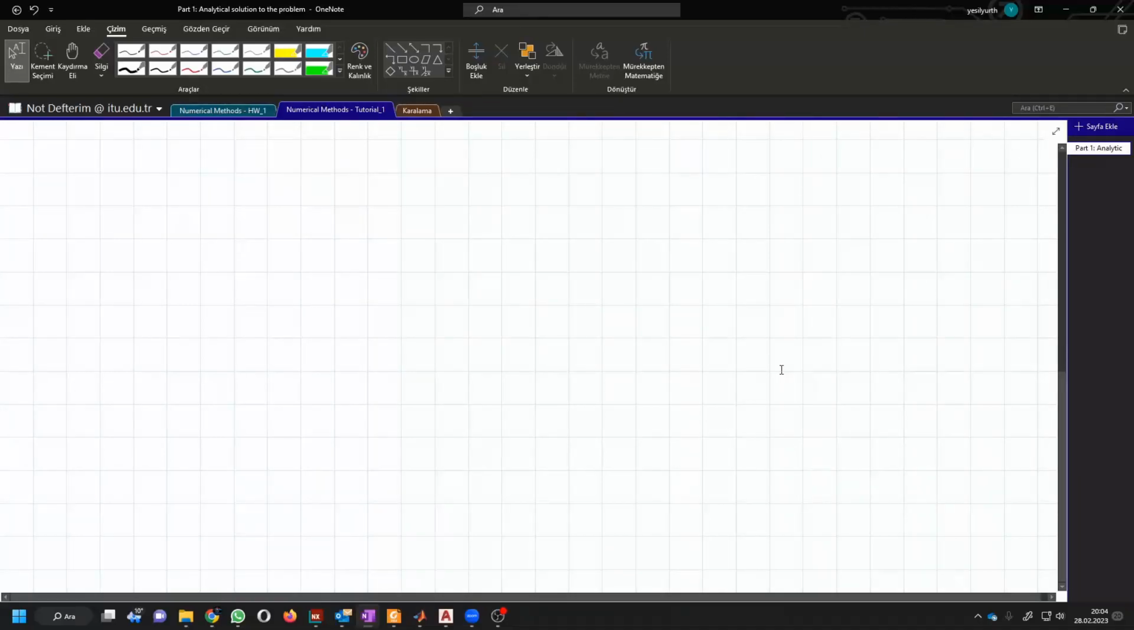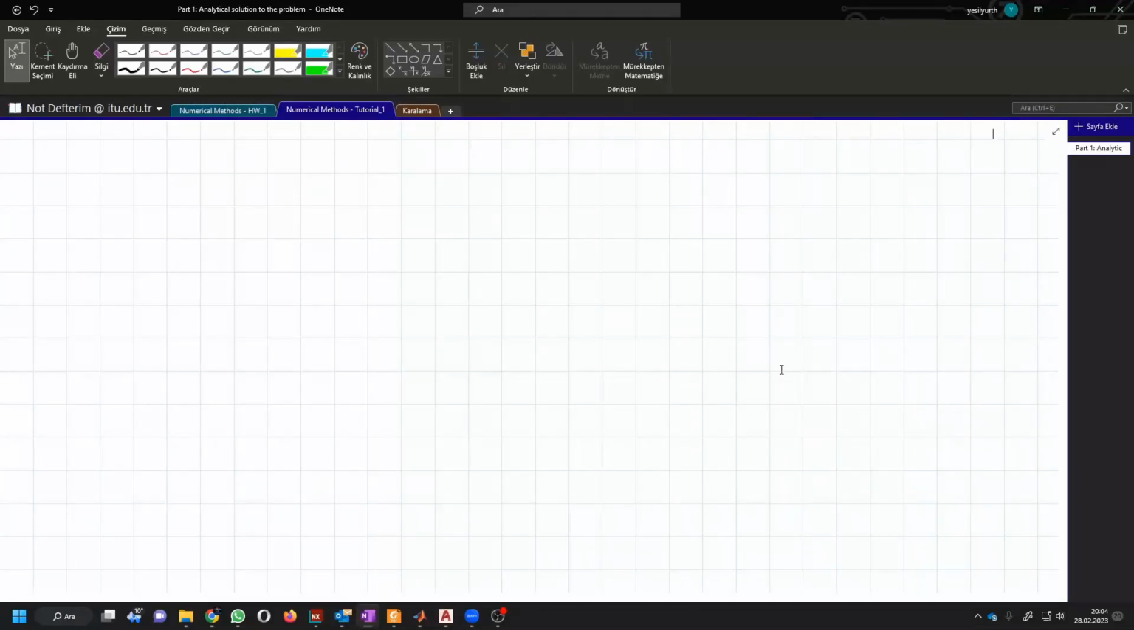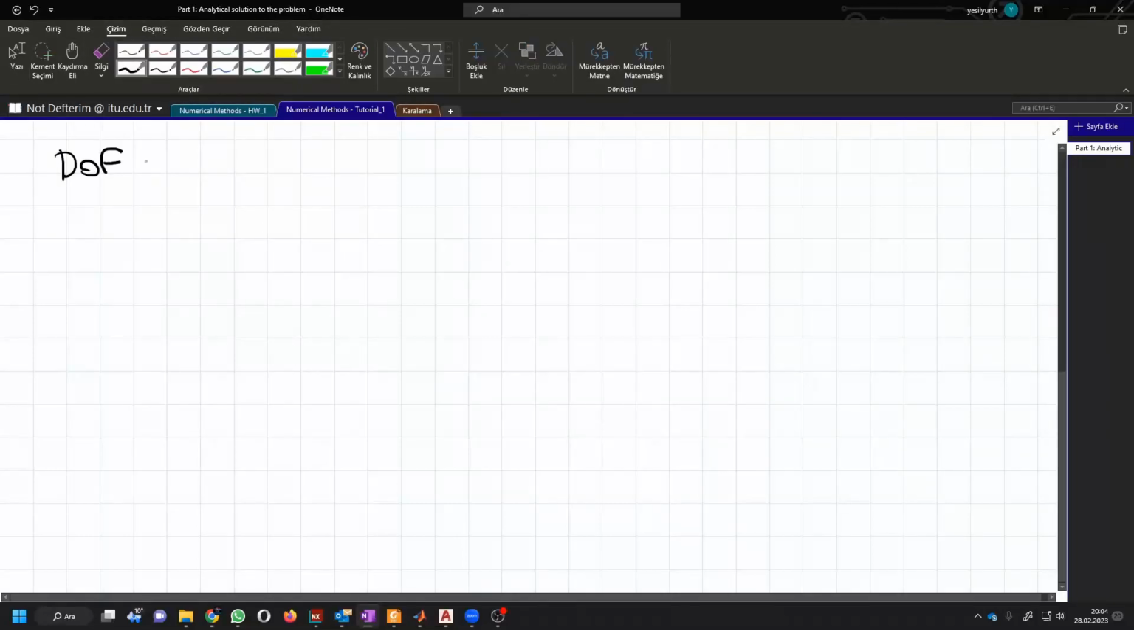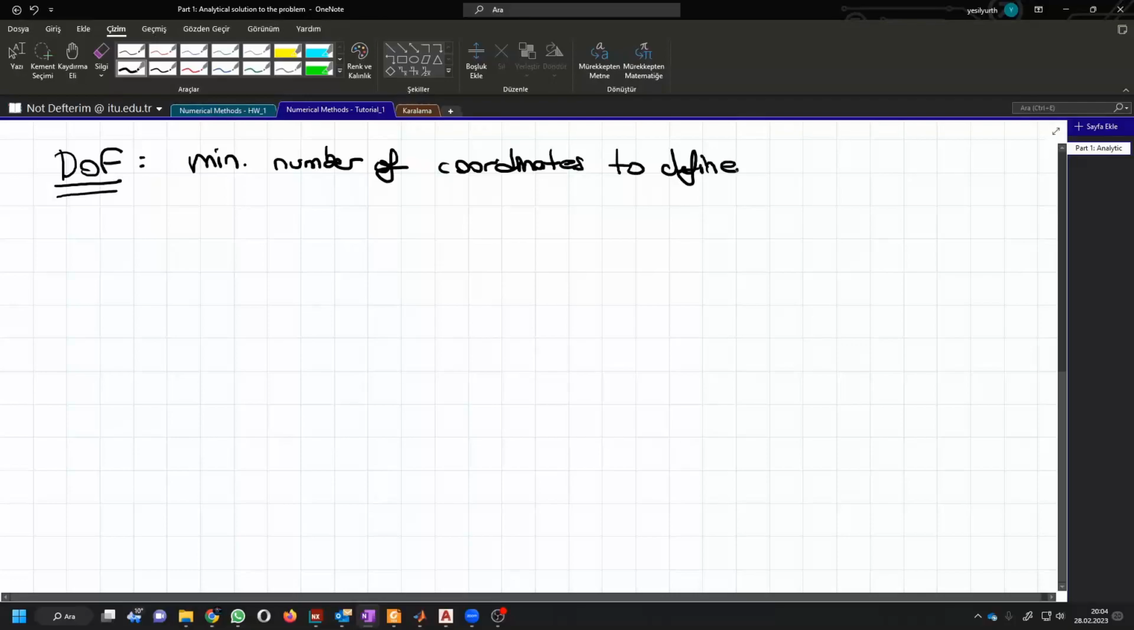So we can define the degree of freedom like this: the minimum number of coordinates to define a motion. This motion may be a single body's motion. This may be a mechanism, or this may be a machine, by the way.